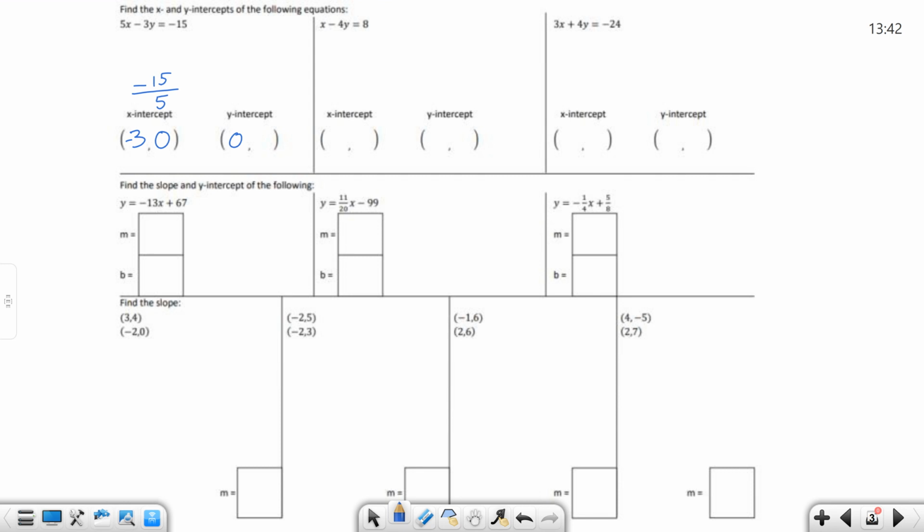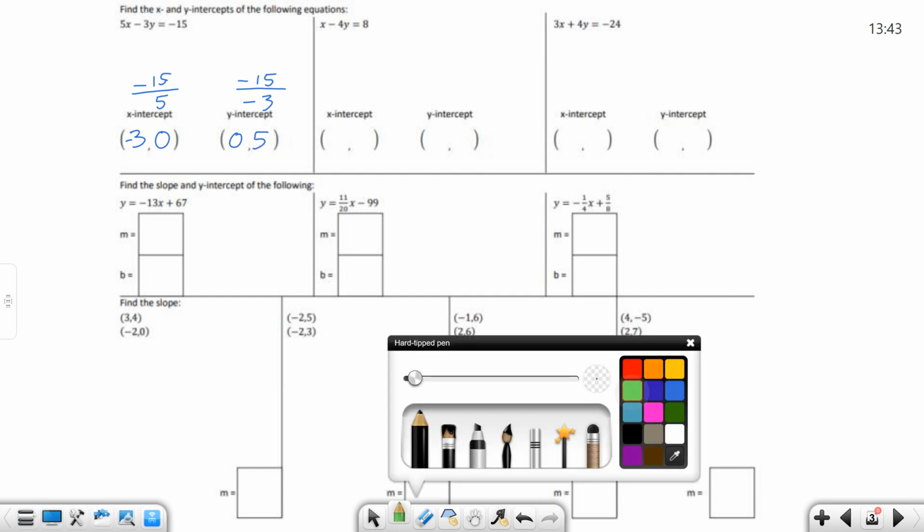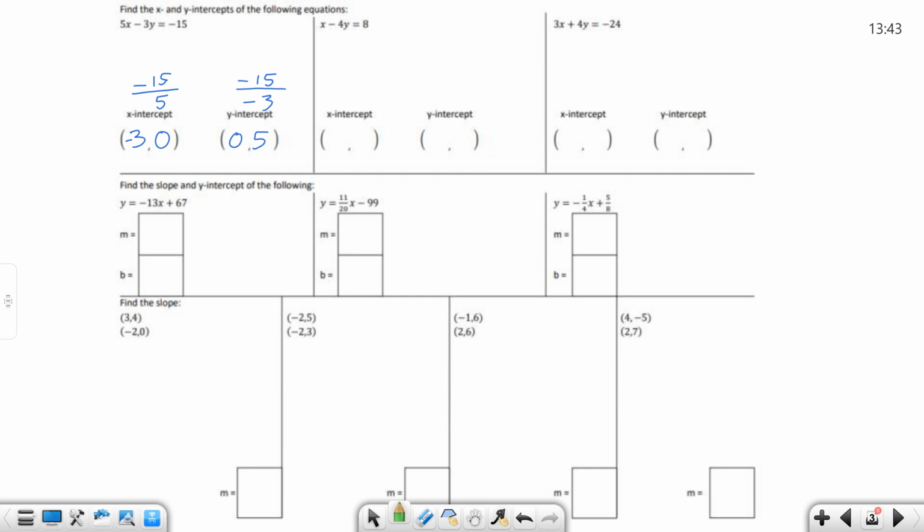For your y-intercept, I let x equal 0. That's gone. So really, you're taking negative 15 and dividing it by what? Negative 3, right? So negative 15 divided by negative 3 is 5. So 0, 5 there is your y-intercept.